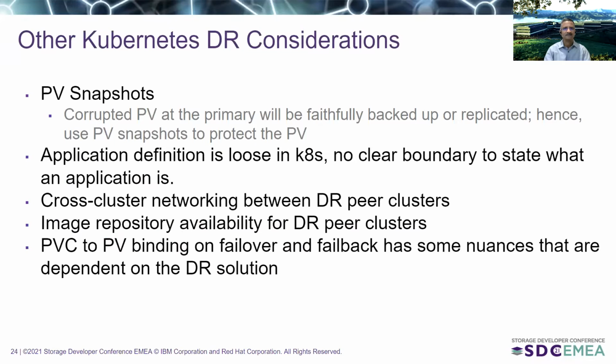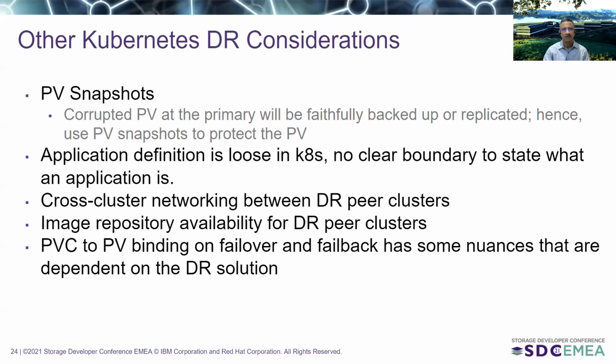Now, what are the other DR considerations? Note that we are replicating, we are taking a backup, but if there is a corruption to the PV data content at the primary, the replication or backup will faithfully replicate it or take a backup of it. Hence, you need to use PV snapshots to protect the PV.